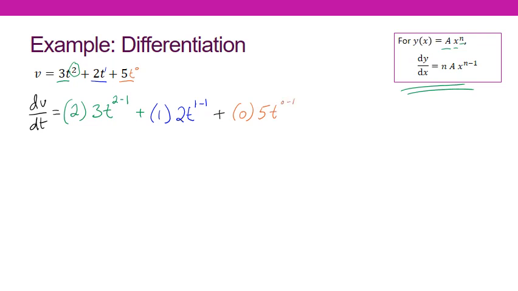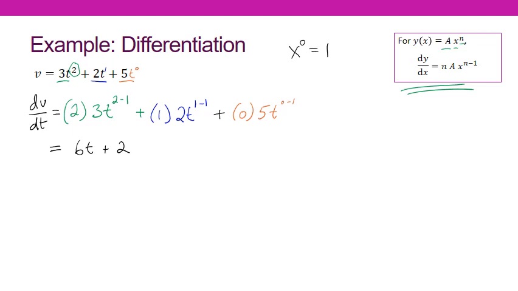Now, a mathematician may scream at the fact that I just wrote t to the 0 minus 1. A physicist, we just shrug and keep going. Now when I simplify this, right, now I can work out what my derivative is. 2 times 3 is 6t to the 2 minus 1, that's 1, so 6t. 1 times 2 is 2. T to the 1 minus 1, that's t to the 0, which is just 1, right? Because any number to the 0 equals 1. That's something you should keep in your mind.